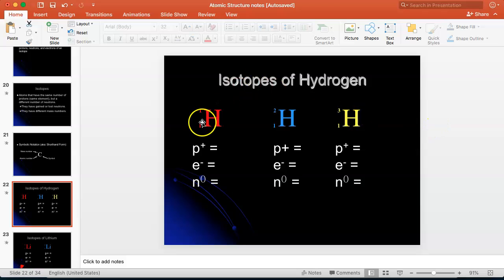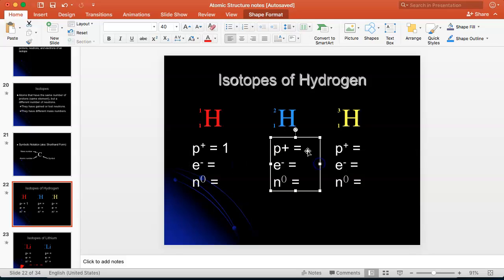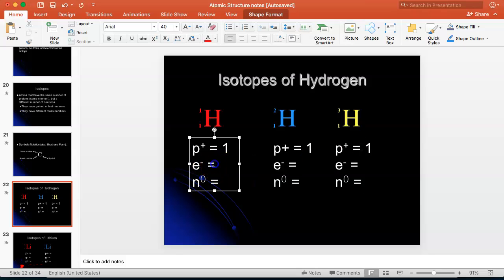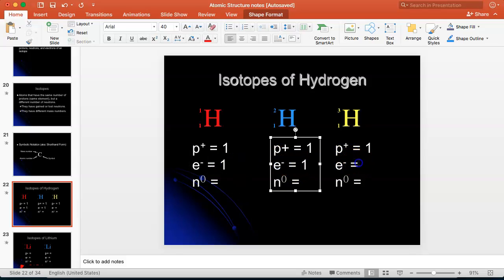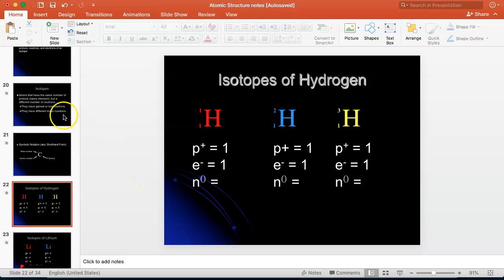Note that the atomic number for all three versions of hydrogen is 1. And what that means is that the number of protons they have is also going to equal 1, because the atomic number equals the number of protons. And because these atoms don't have charges, the number of electrons equals the number of protons. Okay. But the neutrons are kind of the tricky ones.